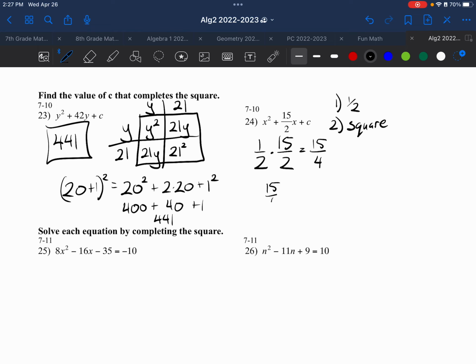So if I have 15 over 4 and I square it, that's the same thing as doing 15 squared over 4 squared. And 15 squared is 225, and 4 squared is 16. So my fraction is going to be 225 over 16.